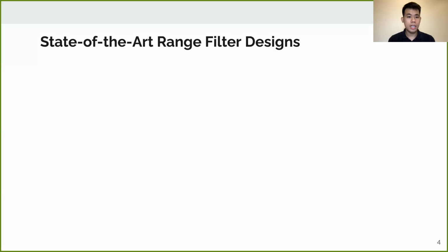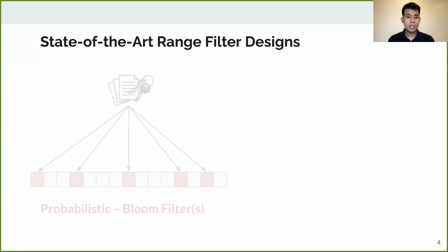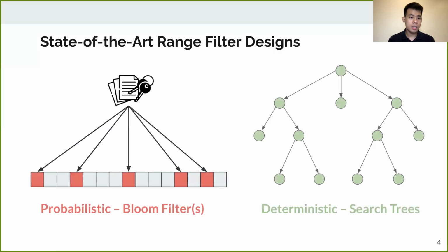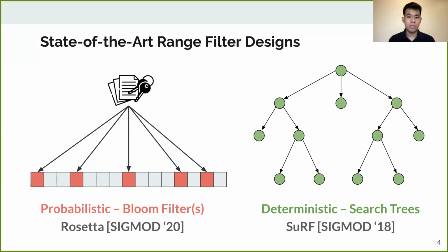Current range filter designs encode key membership using two fundamental design elements: probabilistic Bloom filters and deterministic search trees. Rosetta and Surf are state-of-the-art range filters that use probabilistic and deterministic design elements respectively. These filters have fixed designs that are suited for different types of workloads.